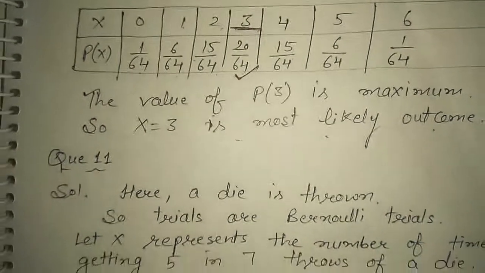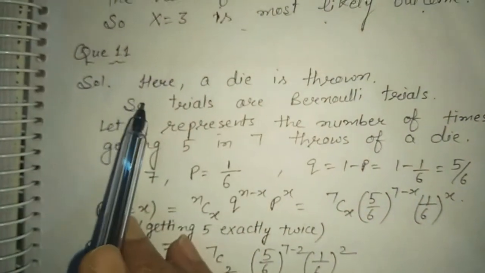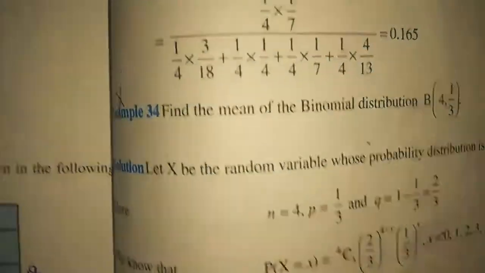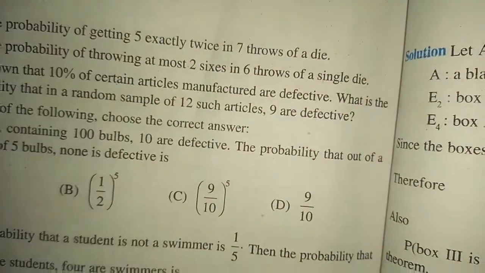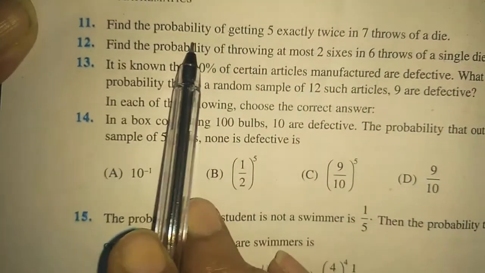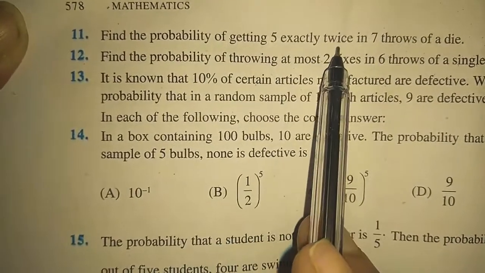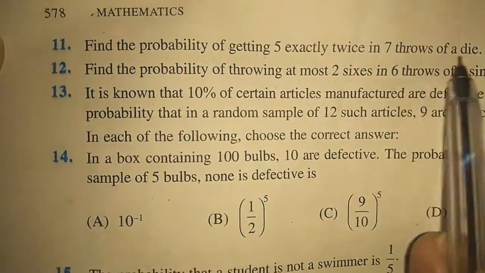Now question number 11. In the 11th question, you will do the remaining questions yourself. Okay, find the probability of getting 5 exactly twice in 7 throws of a die.